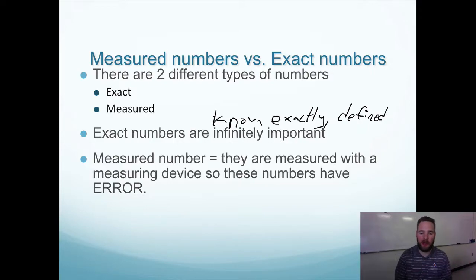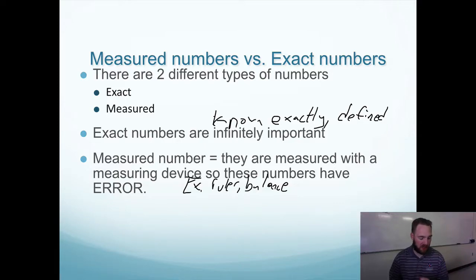A measured number, on the other hand, is, shockingly, measured with some type of device, whether it be a ruler or a balance. There's all sorts of measuring devices out there, and we'll use a lot of those. So they're going to have some error in them, right? Have you ever measured something and gotten it wrong? Measured numbers have some type of error, whether it's human error or, as we'll see, machine error, limitations in equipment.